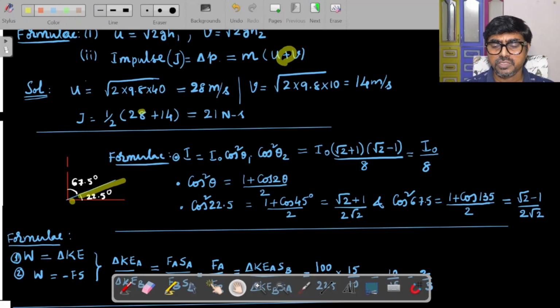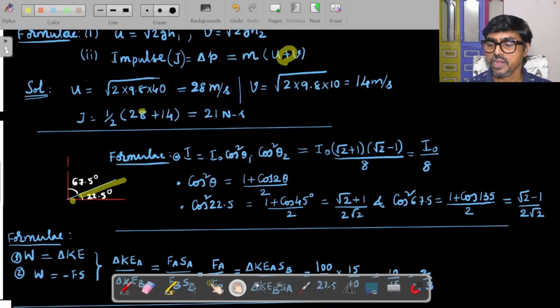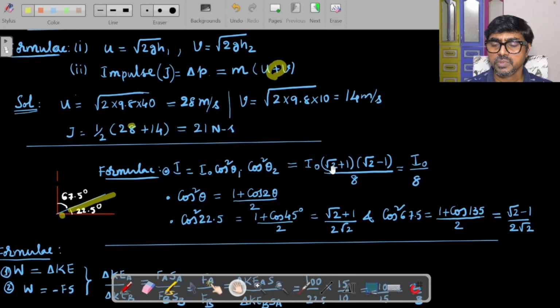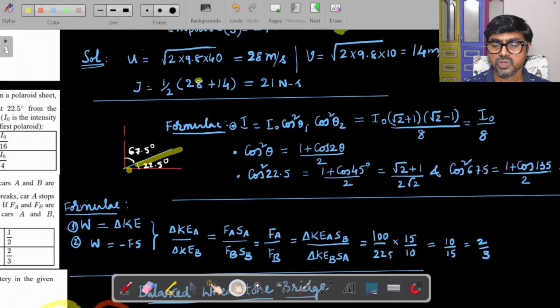If you know that, cos 2 theta is going to be cos 45, cos 135 is going to be minus 1 by root 2, simply substitute there. You get root 2 plus 1 by 2 root 2 here, and root 2 minus 1 by 2 root 2 here. Substitute them. Numerator would be root 2 plus 1 into root 2 minus 1. And denominator is going to be 2 root 2 into 2 root 2, that is going to be 8 there. So a plus b into a minus b you can substitute, you will get a square minus b square expression. So 2 minus 1 is 1. Simple calculations only, just that you are supposed to know cos 22.5. If you know, it's fine, otherwise you are supposed to know this particular formula there.